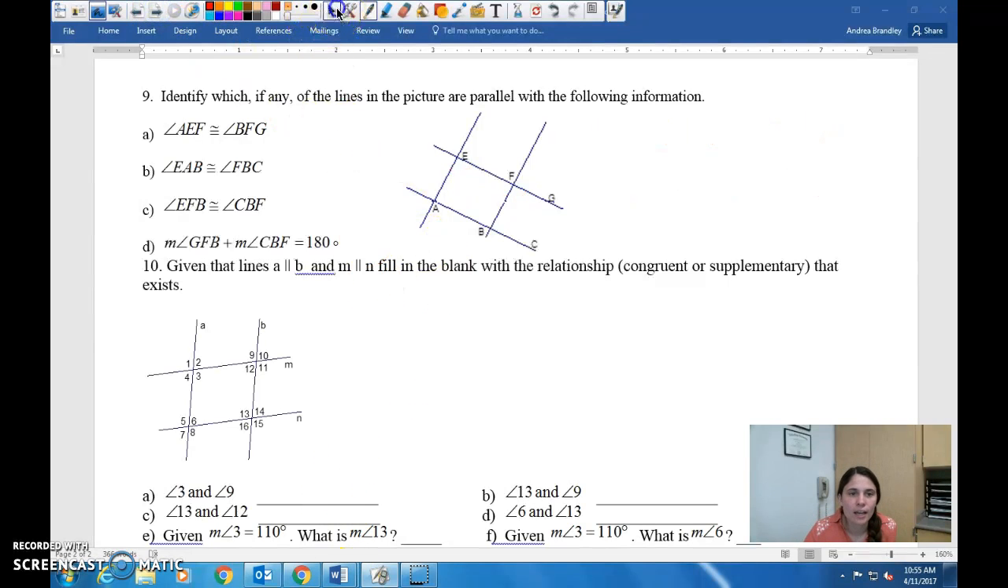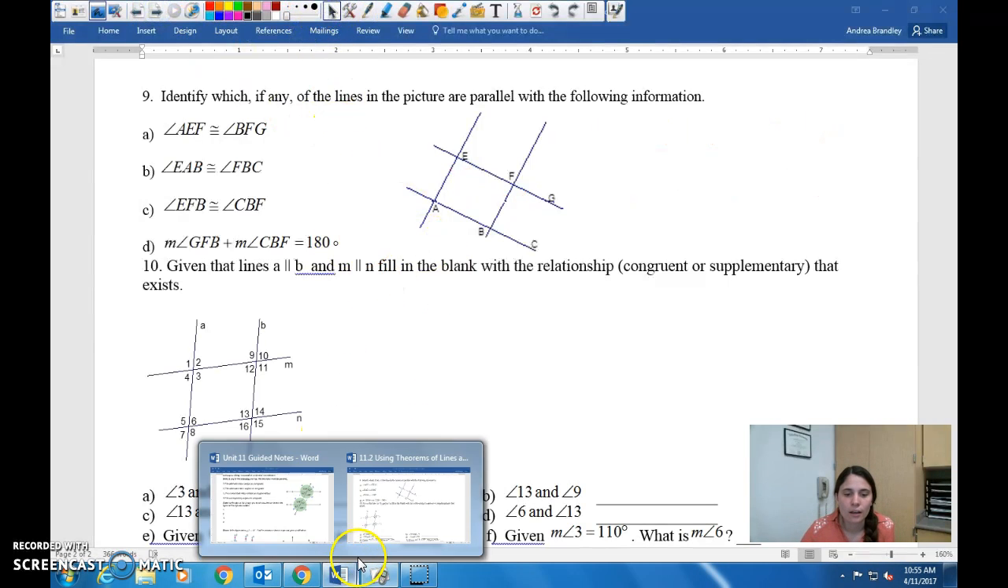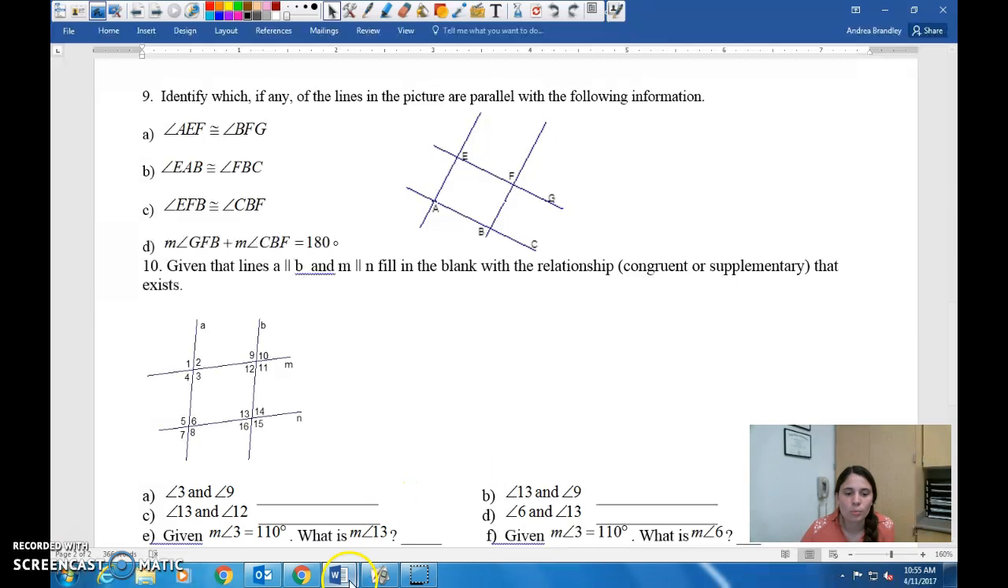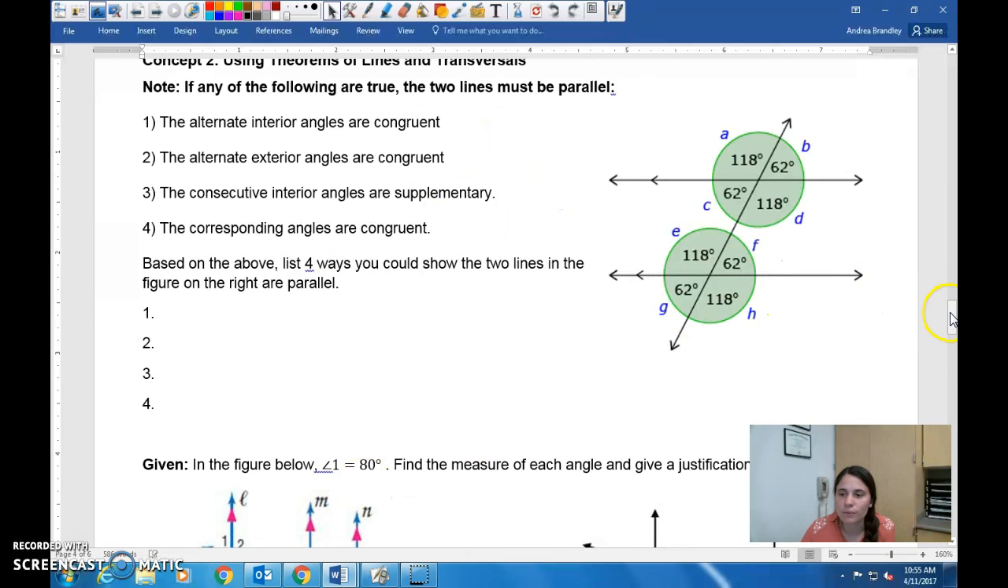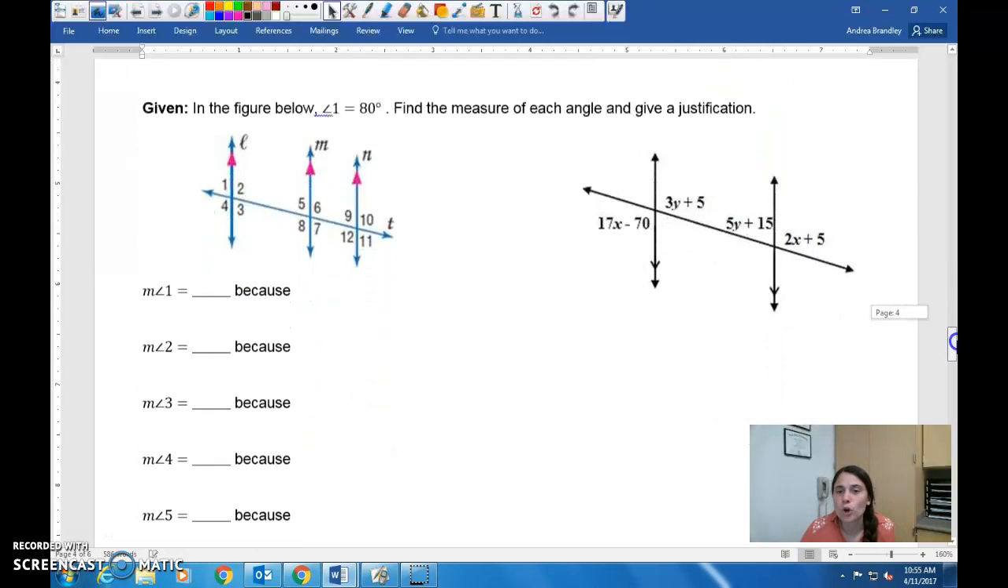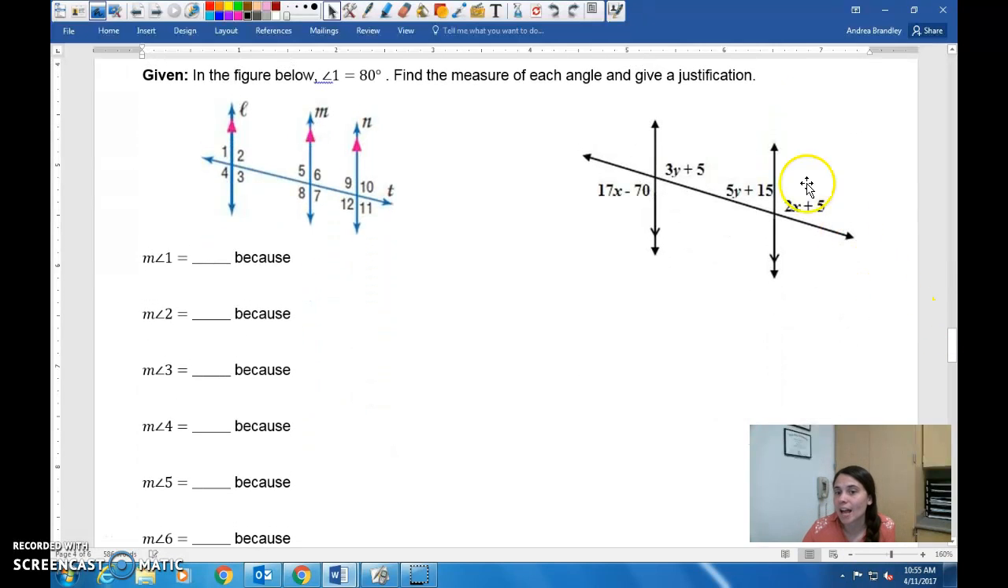Another thing to look at is if we're given, let me switch over to this document, binomials as angle measures instead of the actual angle measures. We can still use information that we know about angle relationships to solve for x and y and figure out what different angles equal. So I do have to be careful.